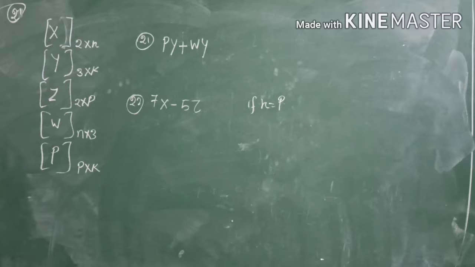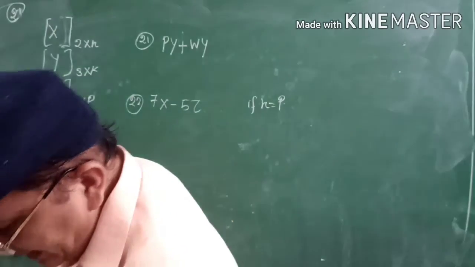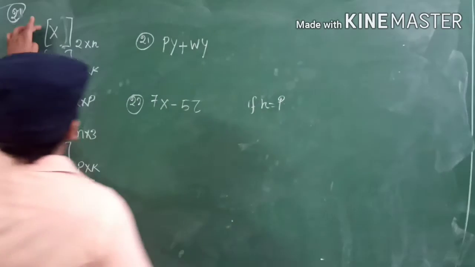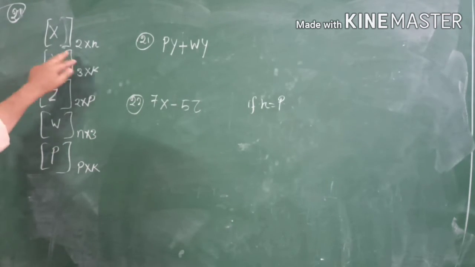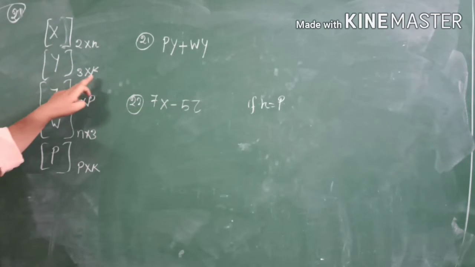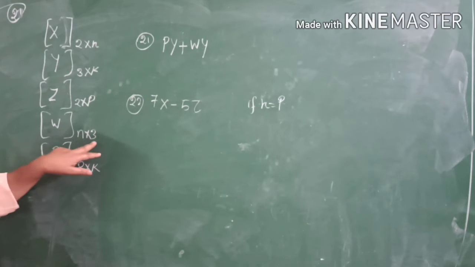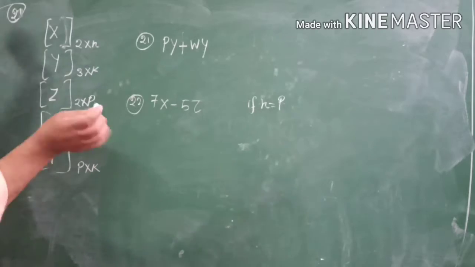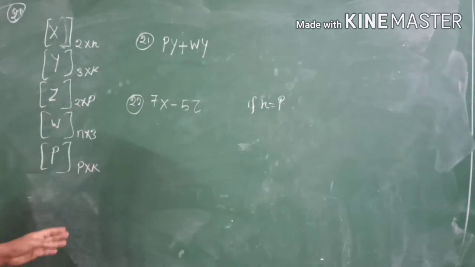Okay, now come to the next question, that is 21. It is given we have X, Y, Z, W and P as matrices. X has the order 2 cross n, Y has the order 3 cross k, Z has the order 2 cross p, W has the order n cross 3, and P has the order p cross k. Then what relation holds here, and we have to find the values of n and k.